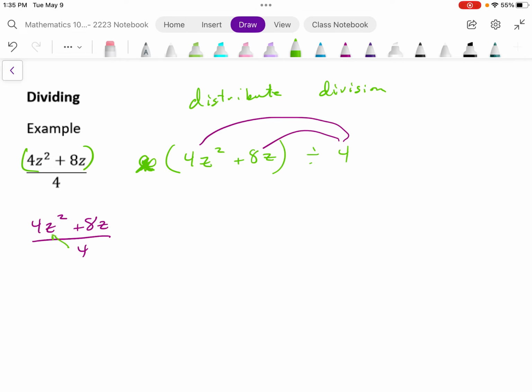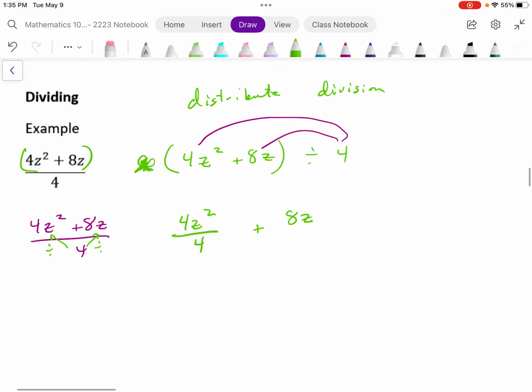What I'm going to do is recognize that the numerator is being divided by 4. So I need to distribute that division to all the terms in the numerator, just like what I did with multiplication. So I would write this as 4z squared divided by 4. And then the next term of my polynomial, I need to also divide that by 4.